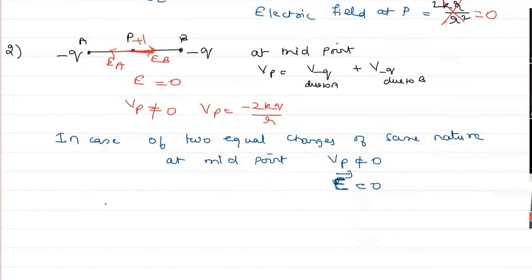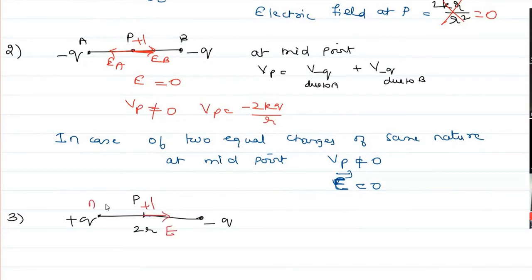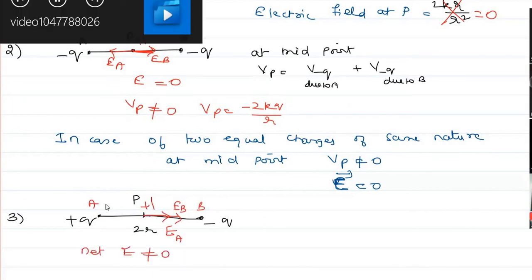Yes, ma'am. Good. So next one is positive and negative charge which are at a distance 2r, and P is at midpoint. Now if I have to find out the electric field and the electric potential, first we will calculate electric field. If you calculate, you have to place a unit positive charge. So what will happen? This will repel, so EA will be this way, and EB will also be in this way only. What is the reason? It is attractive. So the net electric field will not be 0.